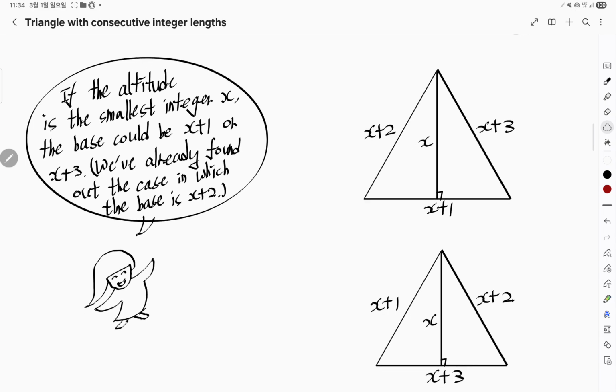If the altitude is the smallest integer x, the base could be x plus 1 or x plus 3. We've already found out the case in which the base is x plus 2. In such case, x is 12 and the base is 14.